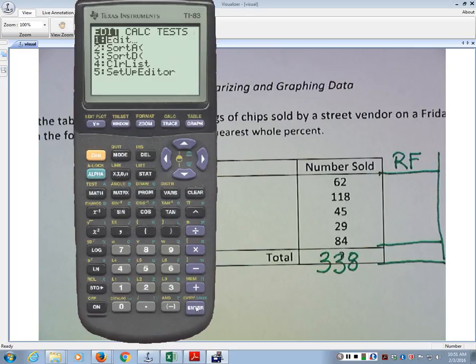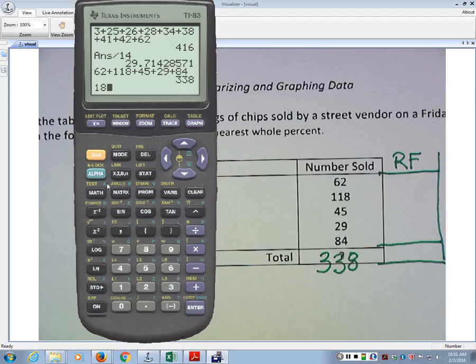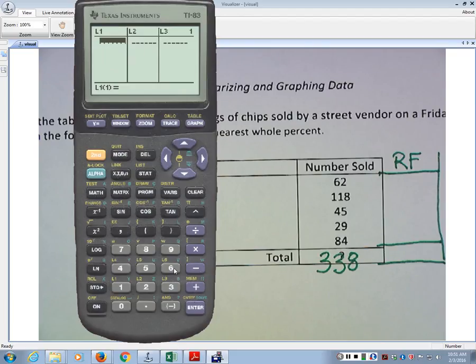I'm going to hit Stat, Edit, clear out the data that's in here because I don't need it. And I'm going to enter in 62, 118, back in there. 45, 29, and 84, because rather than me have to do 5 division problems, I'm lazy. I'm going to get it to do all 5 of them at once. So I'm going to tell it to take all those numbers in list 1 and divide those numbers by 338. Now I don't have to do anything.